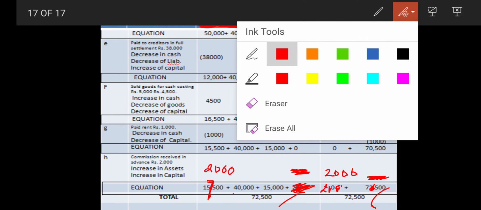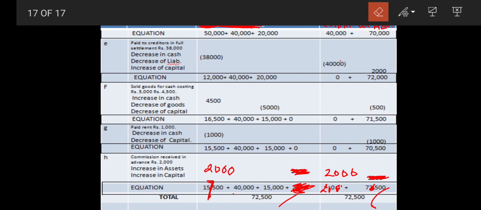So that is the reason we are showing them on the liability side. Is that clear to everyone? Okay. Right? If you have any query, you can call me up for the same.